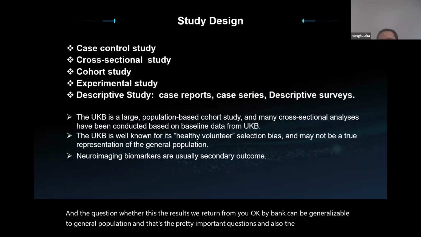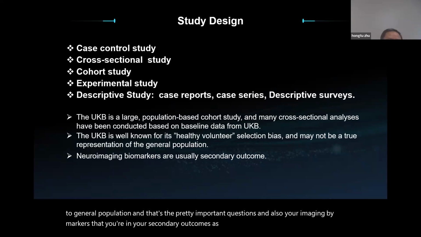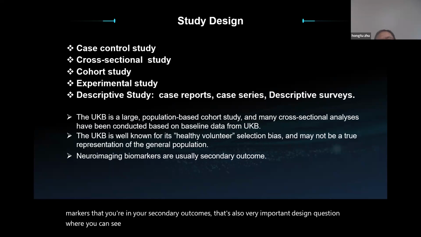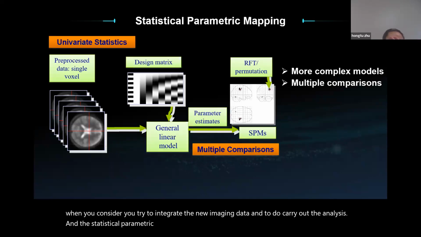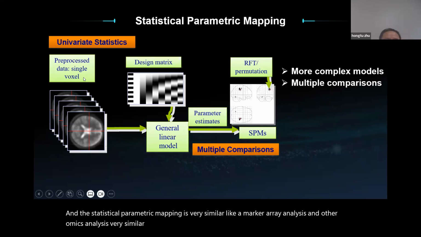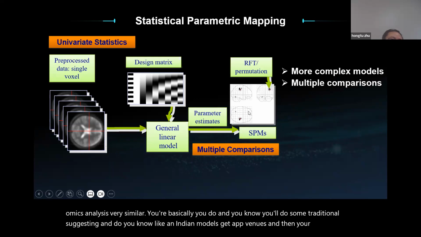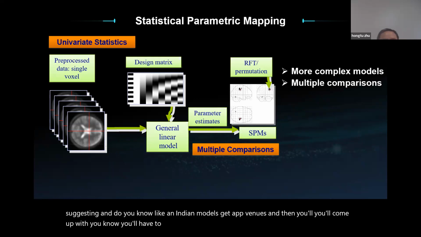And neuroimaging biomarkers are usually secondary outcomes. That's also a very important design question when you try to integrate neuroimaging data and carry out statistical analysis. Statistical parametric mapping is very similar to microarray analysis and other omics analysis. You do traditional statistics, carry out linear models to get the p-values, and then you have to correct for multiple comparisons. Okay, this used to be an important topic, but these days it's not that critically important.